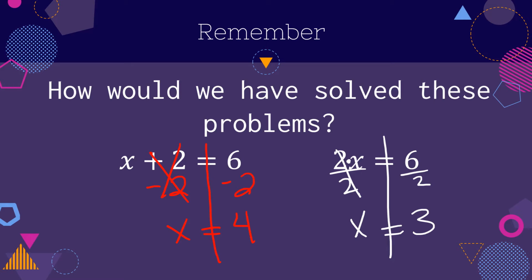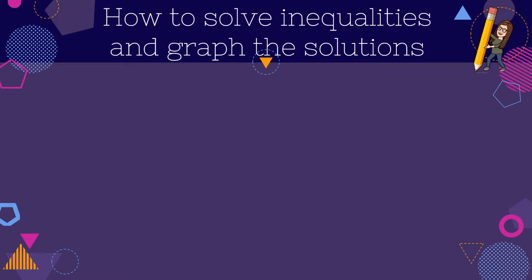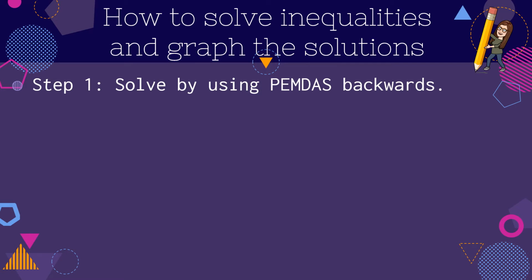And there are a couple special rules that we have to learn. So let's start off with those rules. You do have a fill in the blank spot on your notes, otherwise jot these down. Step 1, this is a review. You're going to solve by using PEMDAS backwards. Same as always. So if you see subtraction, you're going to undo by adding. If you see division, you're going to undo by multiplying.